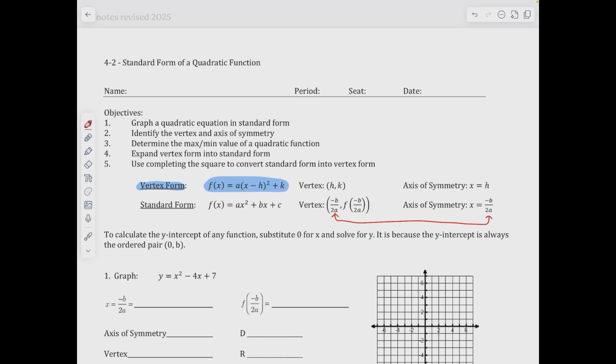To calculate a y-intercept of any function, you're going to substitute in 0 for x and solve for y. That's because the y-intercept is always the ordered pair 0, something. So if you let x equal 0, you will always find the y-intercept.